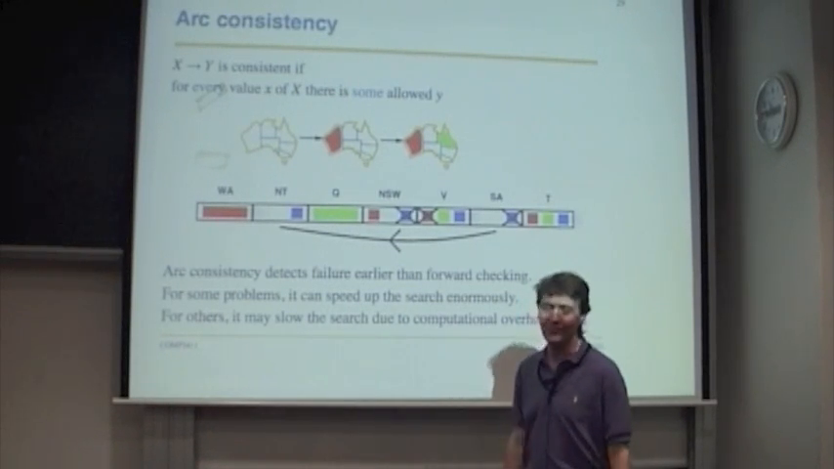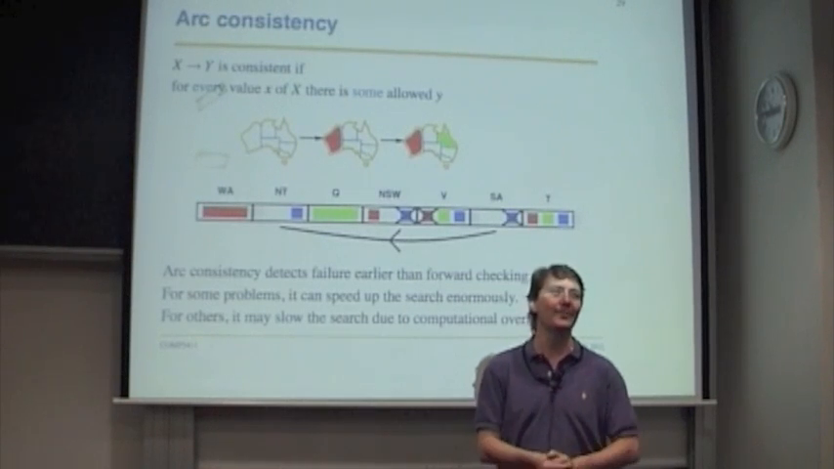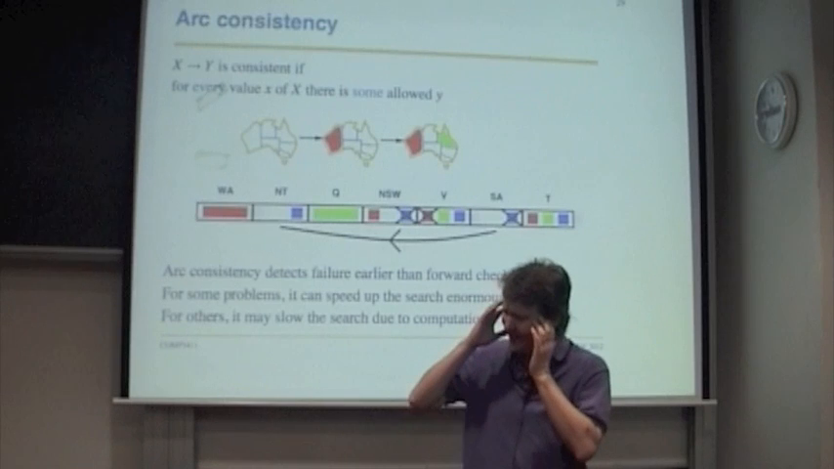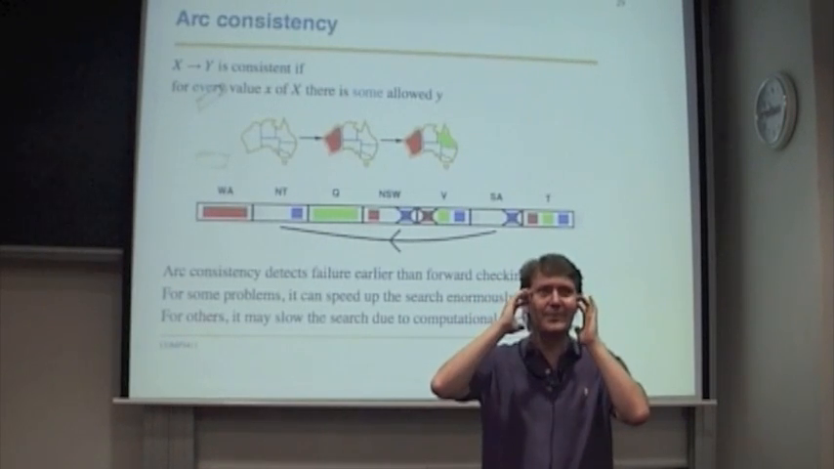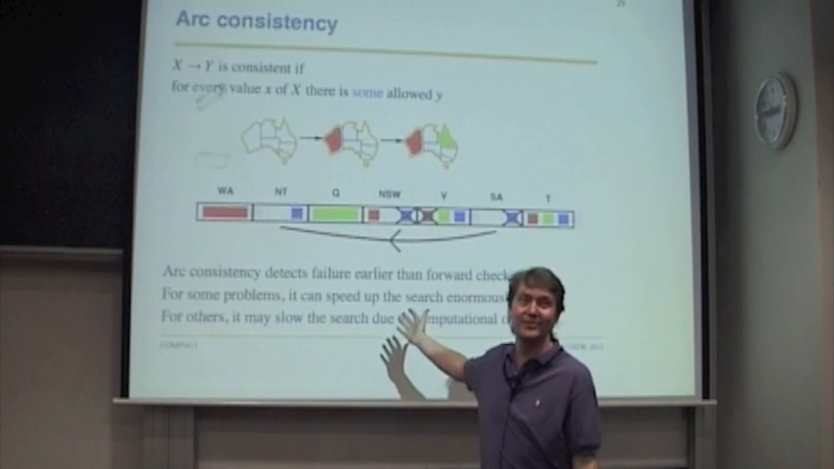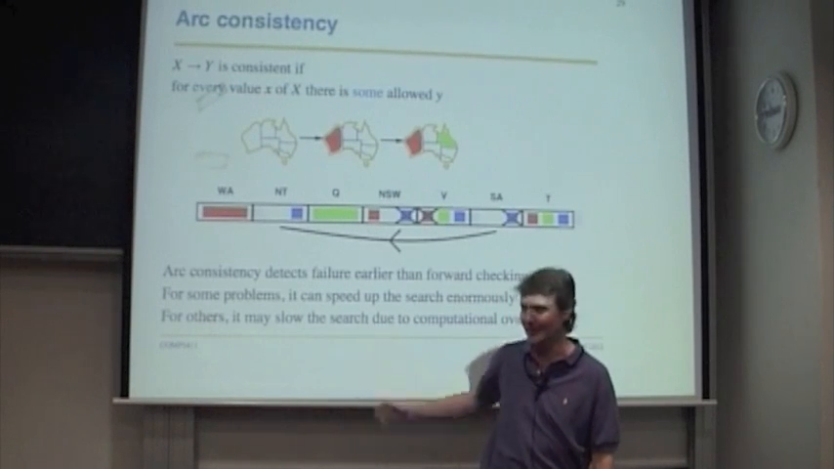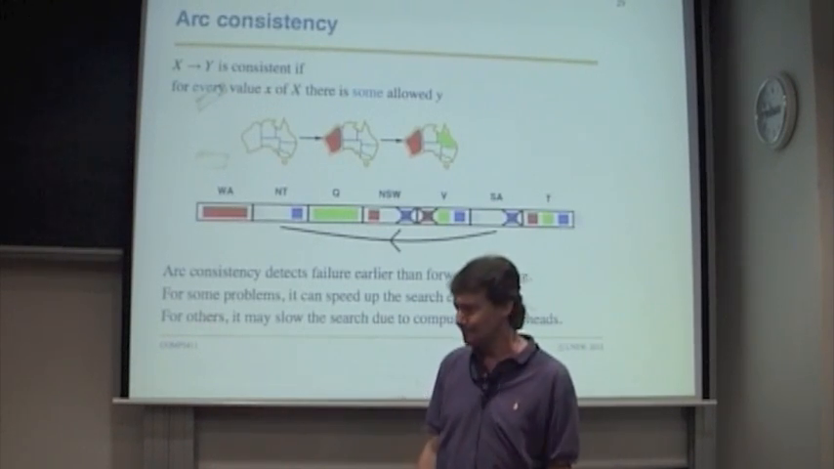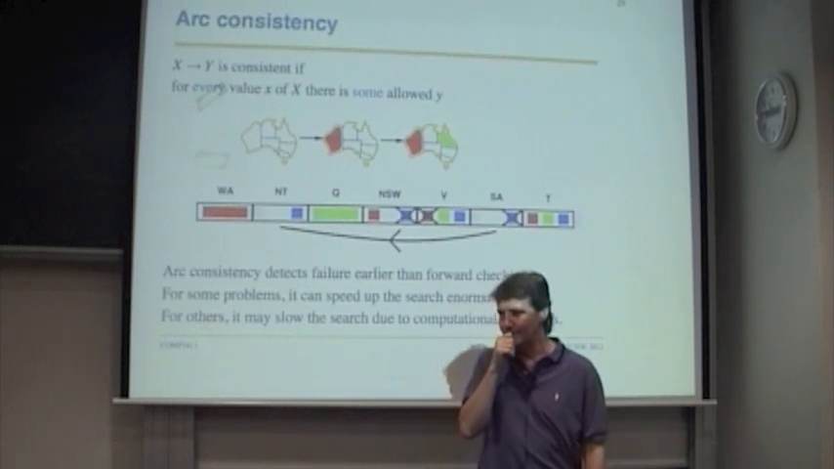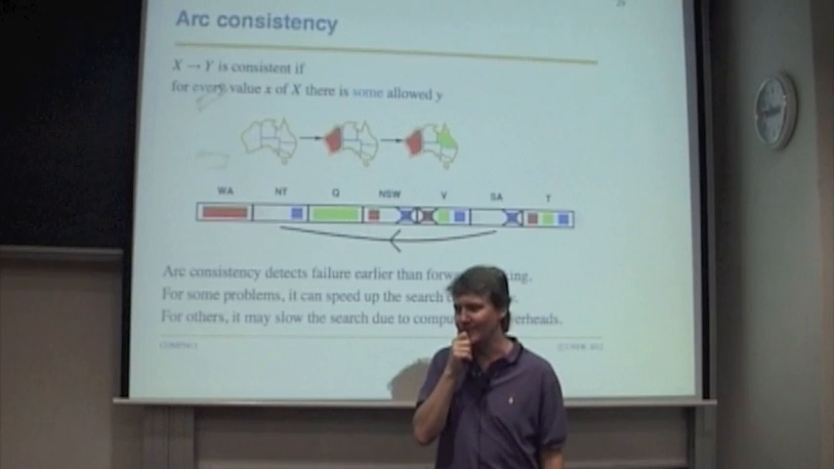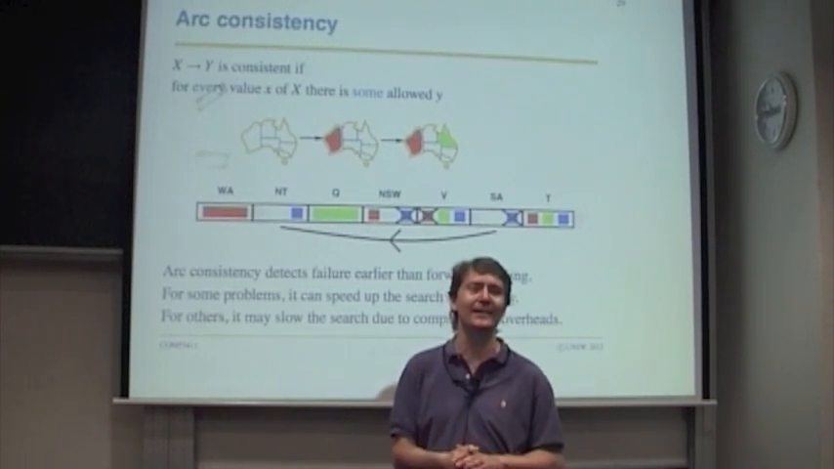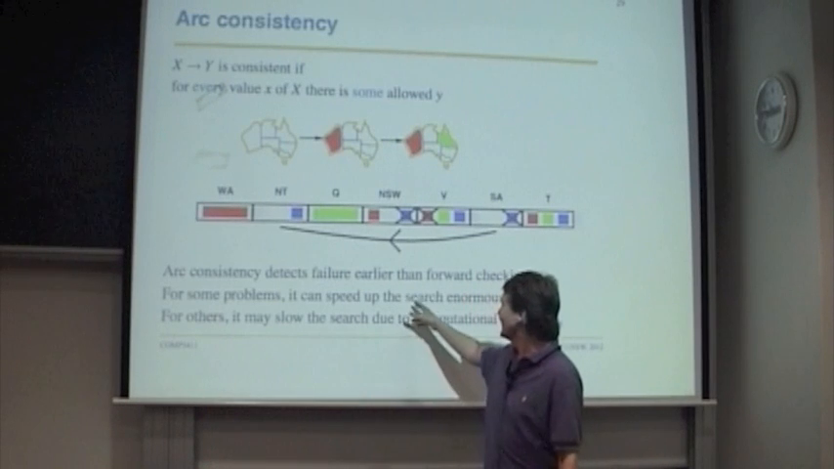Now, I have to say, every year there are some students who are not happy with this. They look at this and think, I can't see how this could possibly speed up the search, because isn't it just doing the same as what backtracking search would do, but in a different way? And the answer is, well, that's true to some extent, but it really depends on the problem.